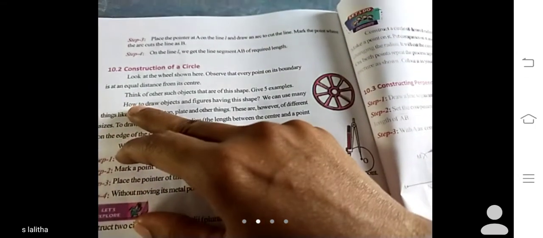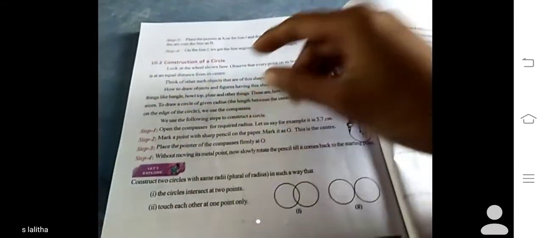Did you understand, children, how to draw? A line segment can be drawn in two ways. One by using a ruler and another by using a compass. And next, how to draw a circle? It is used with a compass. You have to draw a circle. Okay, ma?